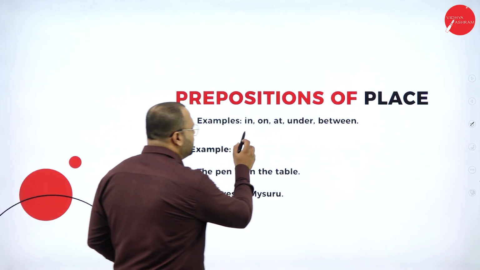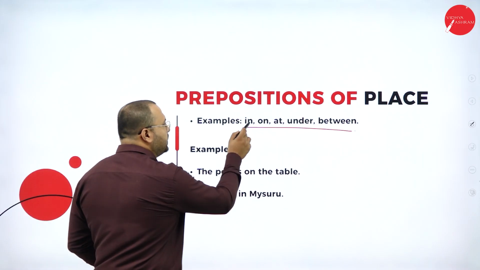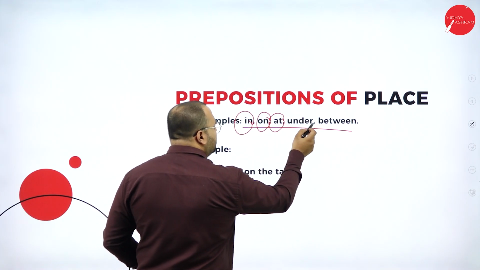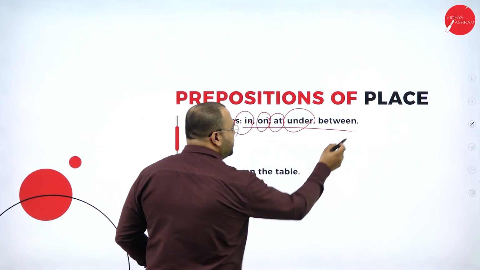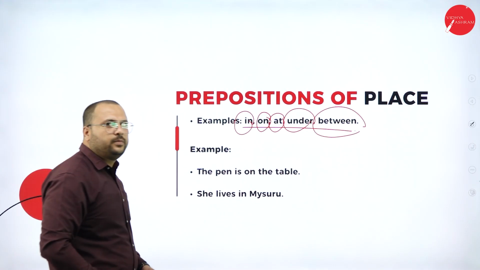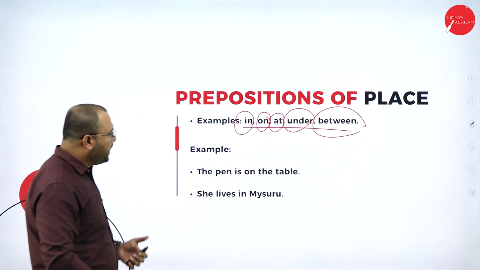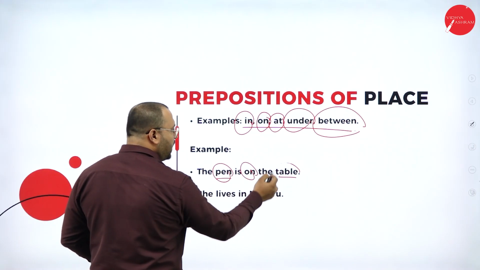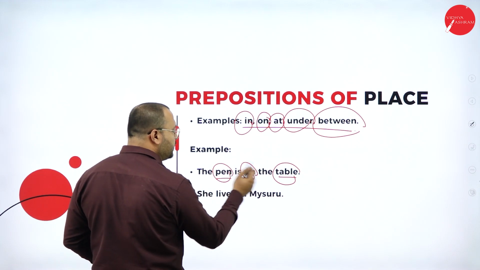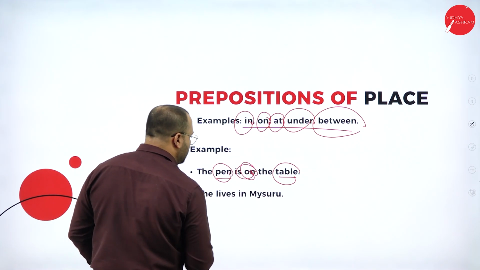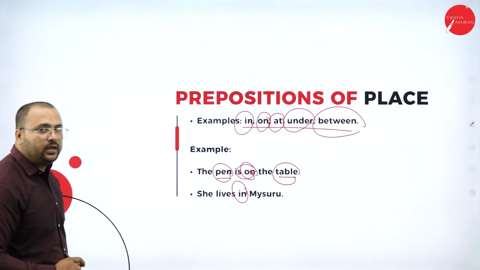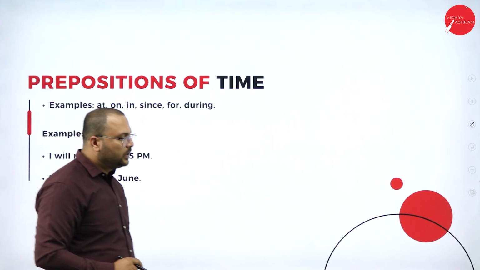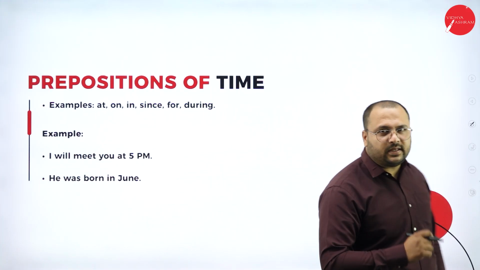So these are the prepositions of place. If they talk about place: I'm in the classroom, the cake is on the table, we are at the door, the cat is under the bench, he is sitting between two bags. Example, the pen is on the table. This table and pen are two nouns here, and the word which is connecting both is on. She lives in Mysore. In is what is connecting these two nouns, Mysuru and she. So that is about prepositions of place.